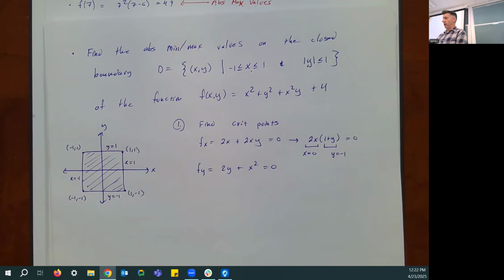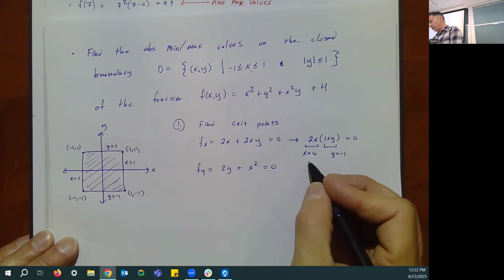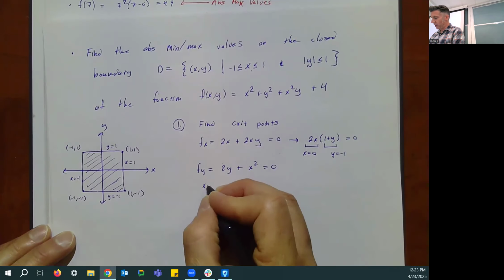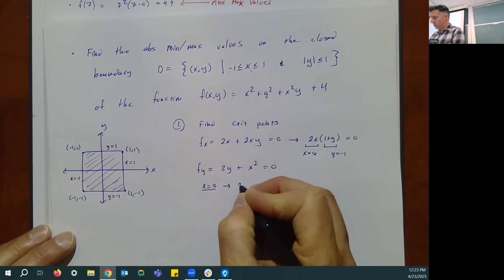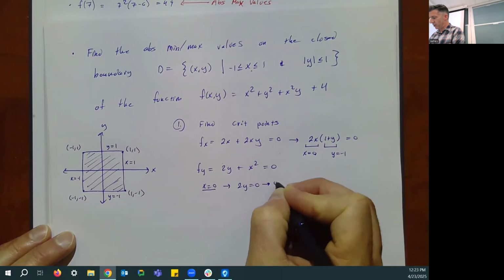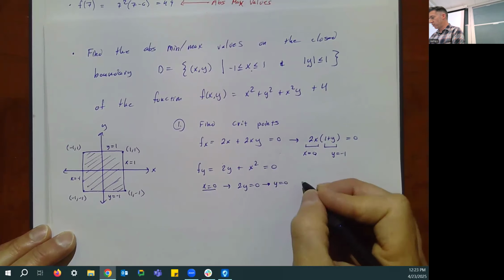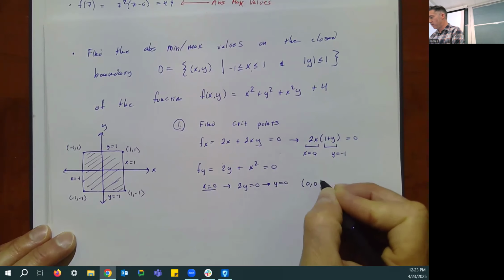But those don't go together, right? We're going to take the x equal to 0, plug it into the other equation. If x equals 0, then we're going to get 2y equal to 0, which means y equals 0. So if x is 0, our critical point is (0, 0).